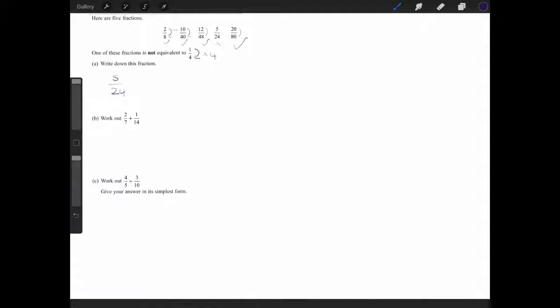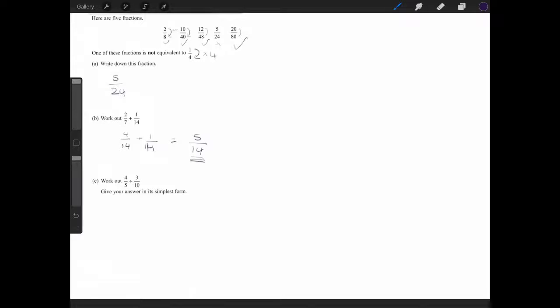For part B, we need to work out 2/7 add 1/14, sorry. Now the way that we do this is to find a common denominator. And I would suggest that the easiest thing to do is to turn 7 into 14 by doubling it. Double 2 is 4, so we're now looking at 4/14 add 1/14. 4/14 add 1/14 is 5/14, and that's our answer there, okay?